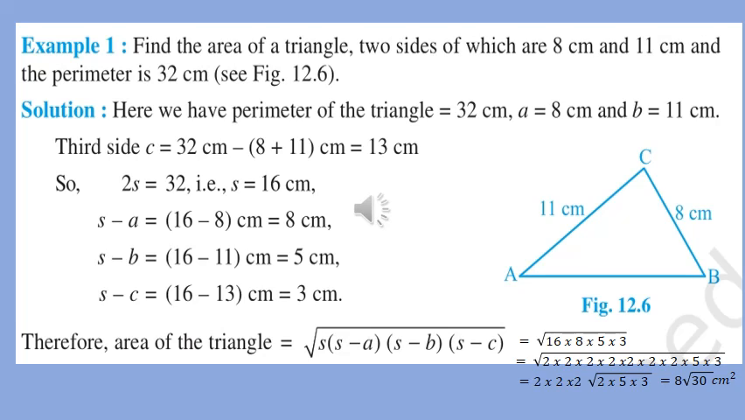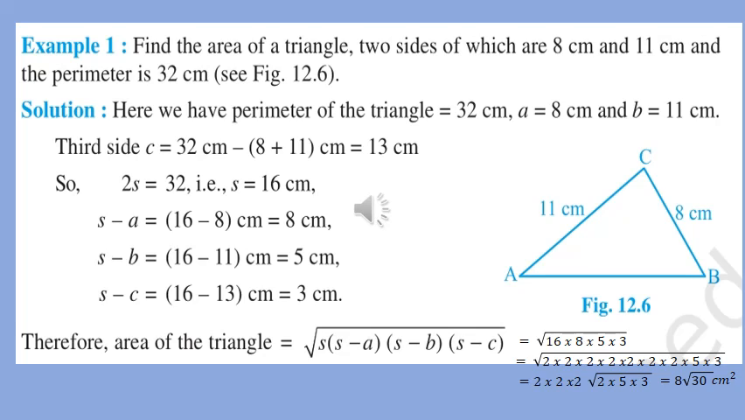So to calculate the third side, we have to subtract 8 and 11 from 32. That gives you 32 centimeter minus (8 plus 11) centimeter equals 13 centimeter. Now the perimeter is already given, so we don't have to calculate a plus b plus c upon 2, because the perimeter is already there, 32 centimeter.